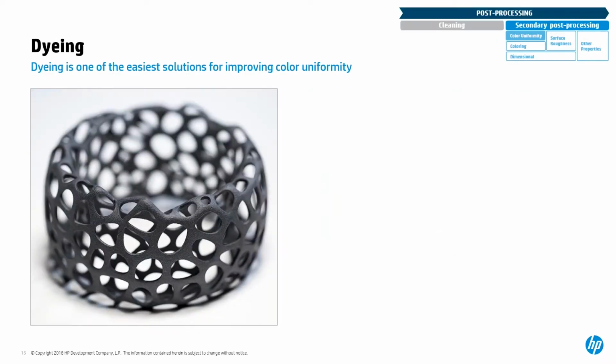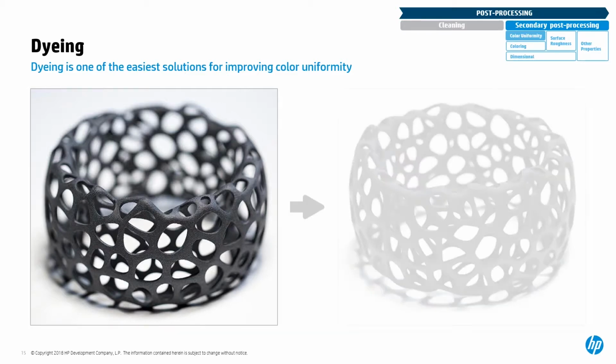So the first process that we are going to talk about is the dyeing process. In this one, there are pigments used that are penetrating through the surface of the part. So it's helping to provide a uniform color, but at the same time, it's very robust in terms of scratches because it's penetrating through the part. So this is how a dyed part will look like.